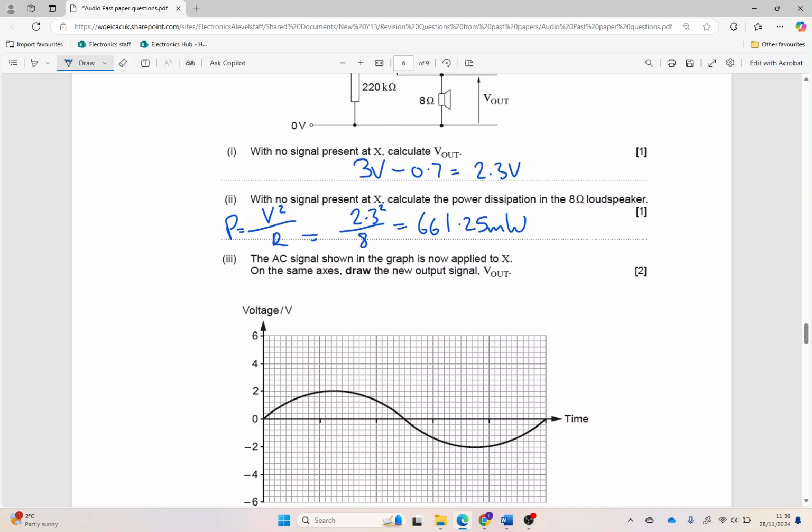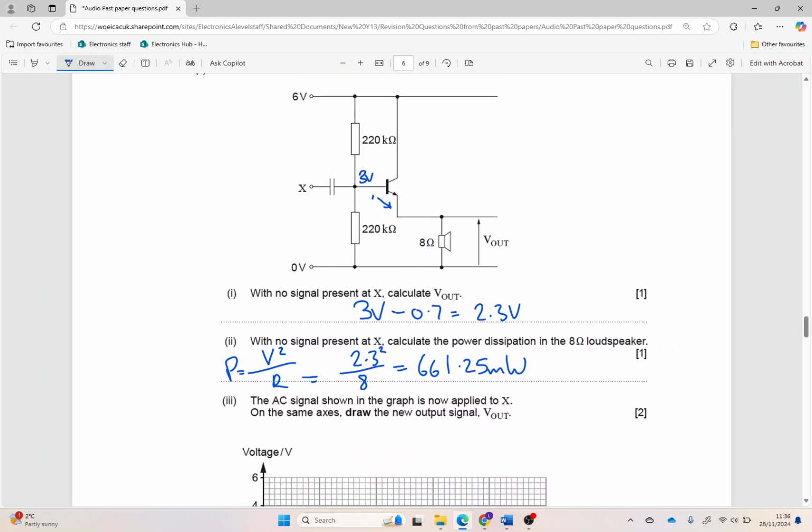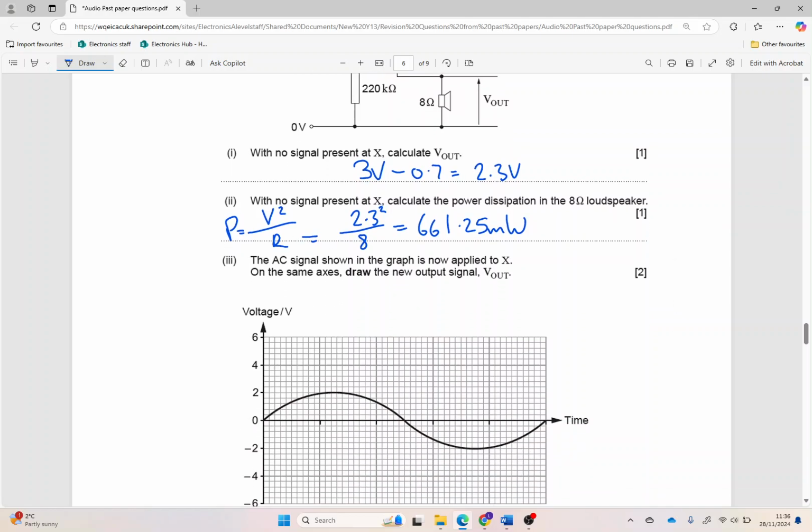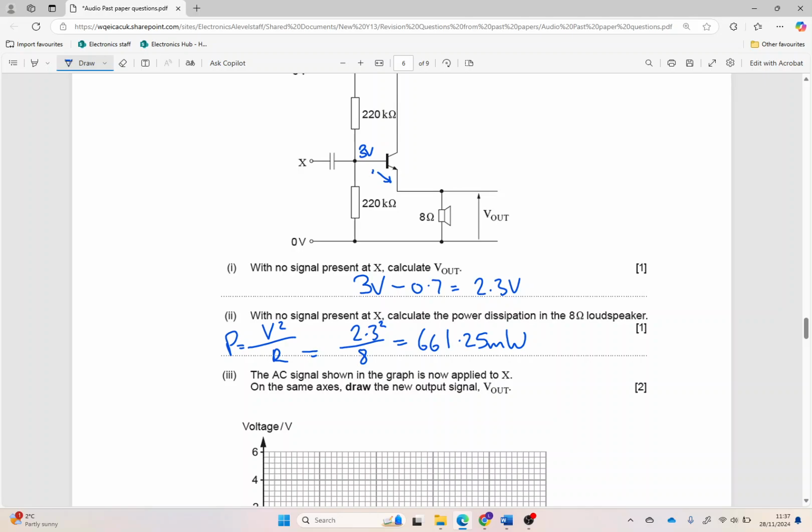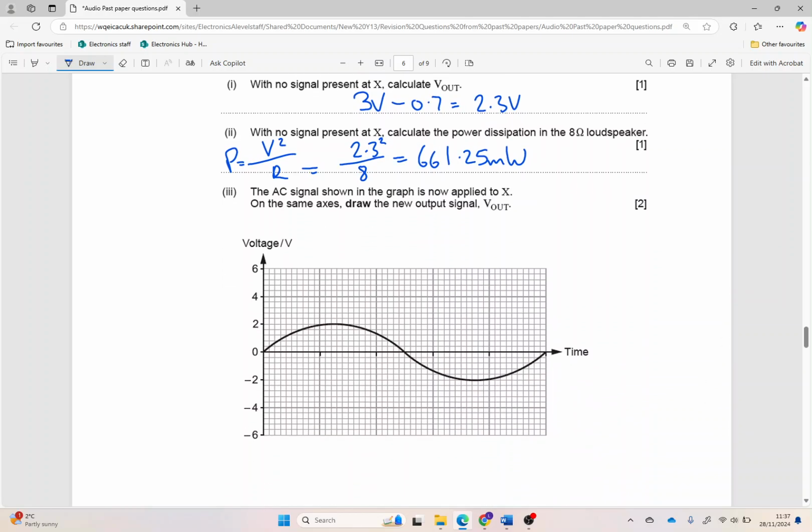Right, okay, so plotting this on the graph. So this is the signal that we've got at X. The first thing that we've got, and I'm going to pause the video in a minute, is that our signal at just here is superimposed on the 3 volts. So 4, 8, 12. So there is my 3 volts. So I'm going to put a dotted line in like so. Okay, that's going to go across there.